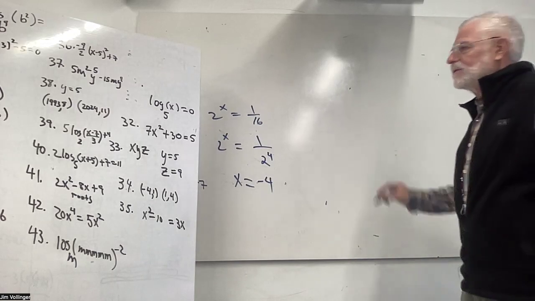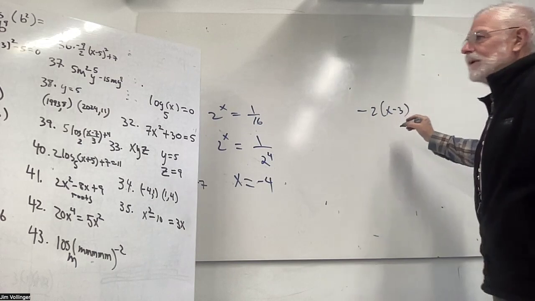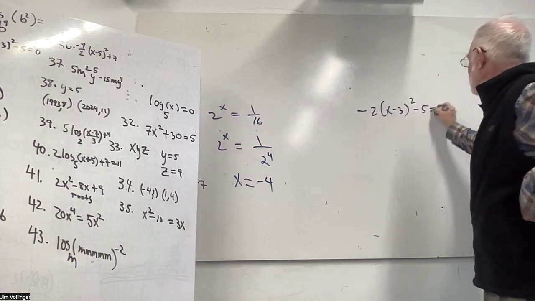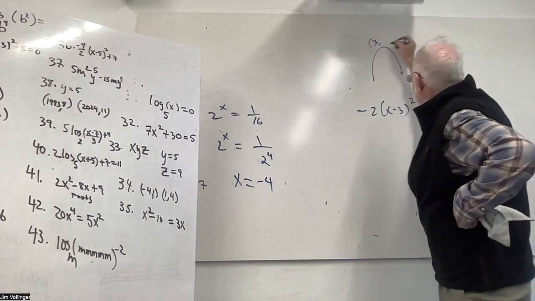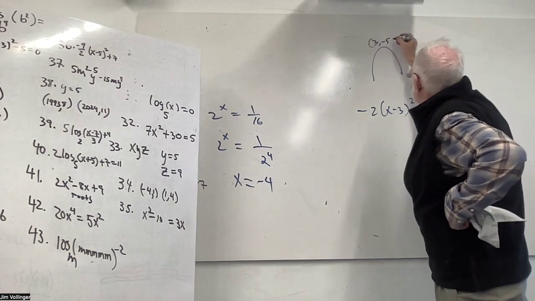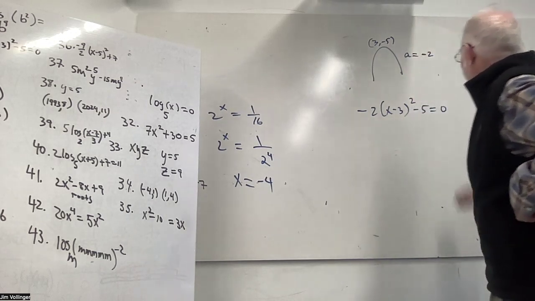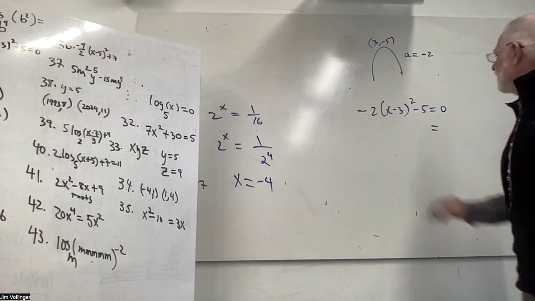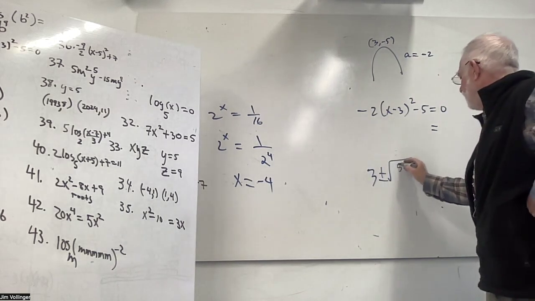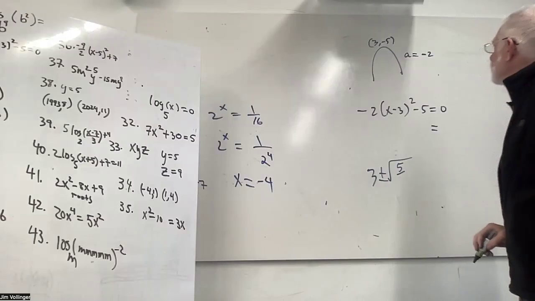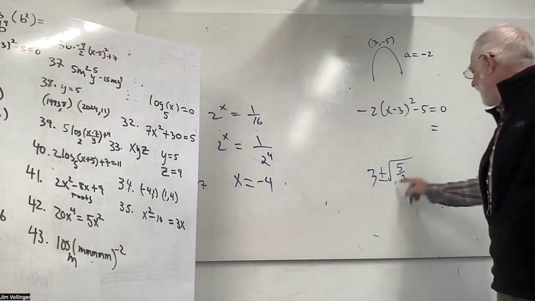All right, -2 times (x - 3) squared - 5 equals 0. We're trying to make the connection that if you have the vertex and you have the A term, that's all you need to answer the following question, which is going to be 3 plus or minus the square root of 5 over -2, which makes this imaginary, I believe.